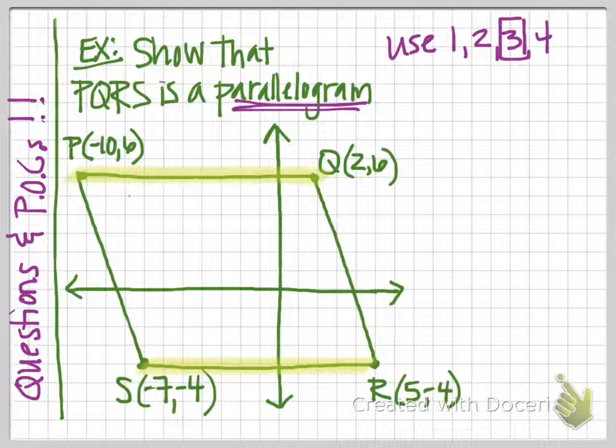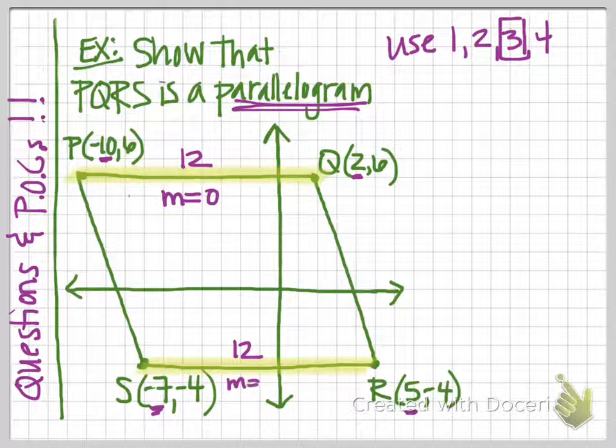So for PQ, I'm going from a -10 x value to a +2. That's going to have a distance of 12. And for SR, I'm going from a -7 x value to a +5 x value, which also gives me a distance of 12. So those 2 are congruent. The second part of the third test is to prove that those 2 sides are parallel. Well, I can also really easily see that they're parallel because they're both horizontal. They both have the same slope of 0.